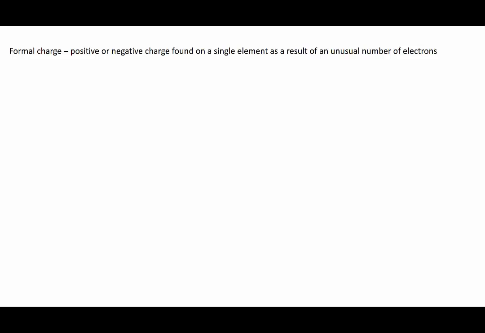Oftentimes in organic chemistry, you will find a charge associated with a molecule or an atom. In a lot of cases, unlike general chemistry, where you just memorize the charge of ammonium, for example, we need to show which specific atoms are charged. So we will add a formal charge to the atom, and a formal charge is basically a positive or negative charge found on a single element as a result of an unusual number of electrons.